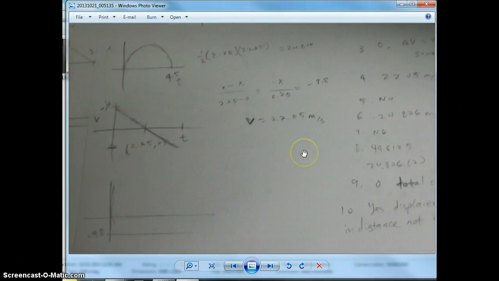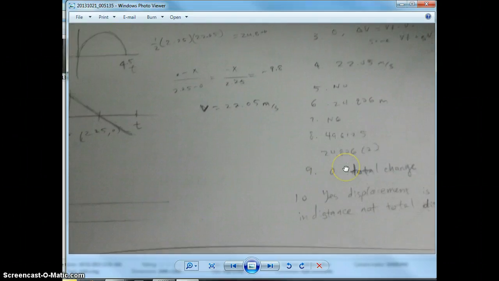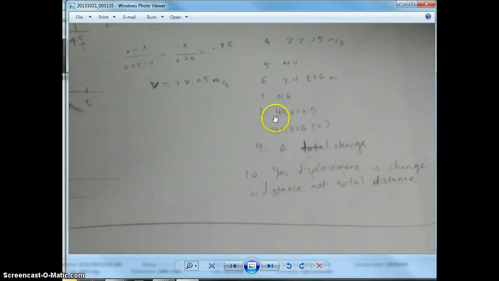Number 9, the total change, the displacement, is 0. How did I figure this out? Because it goes up the same distance and down the same distance, so the change is nothing. Number 10, is the answer different? Yes, it's going to be this for all of it because they're all parabolas, but displacement is the change in distance, not the total distance. As long as it goes up and down the same amount, it's 0. If it goes up 50 but down 49, the total change is actually 1, so the displacement is 1. But because it goes up 24.806 and down 24.806, the displacement is 0.